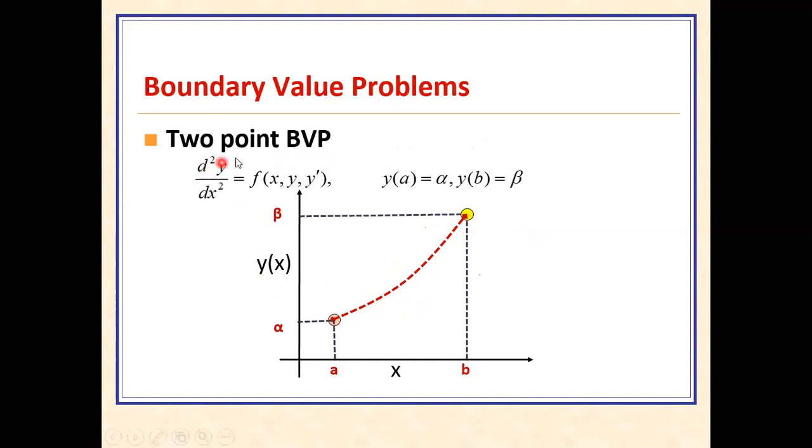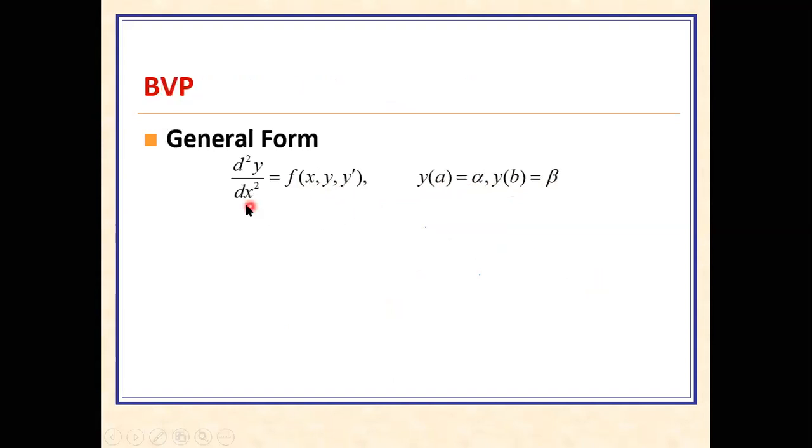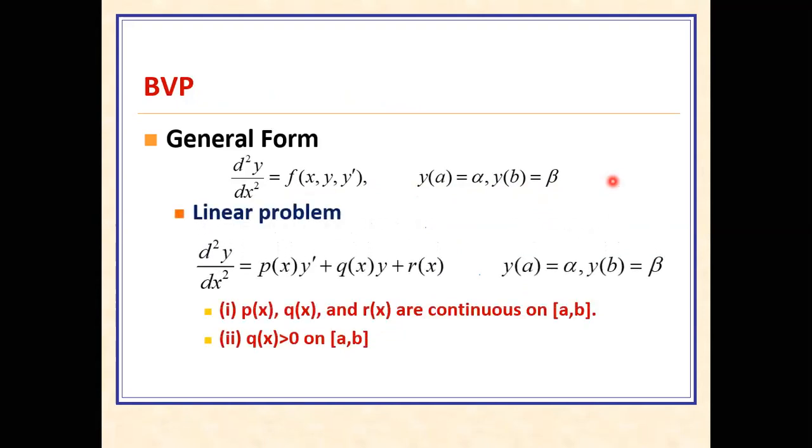The mathematical form of a two-point boundary value problem is the equation d2y/dx squared equal to f of x, y, y prime, and the boundary conditions are written as y of a equal to alpha and y of b equal to beta. So again, the general form is there, and a linear problem is easier to solve because of simple mathematical functions.